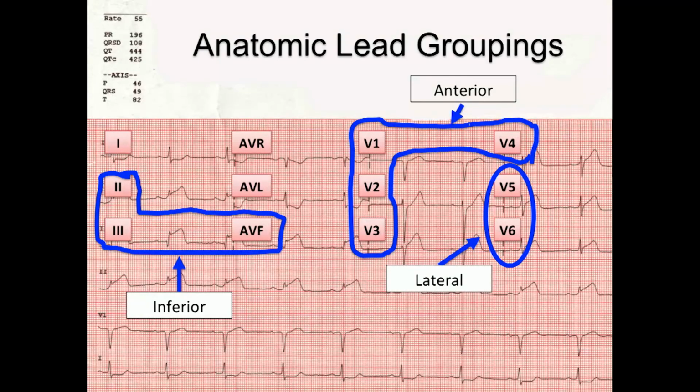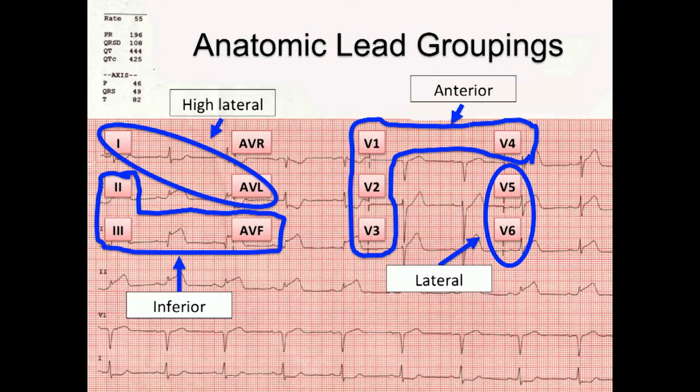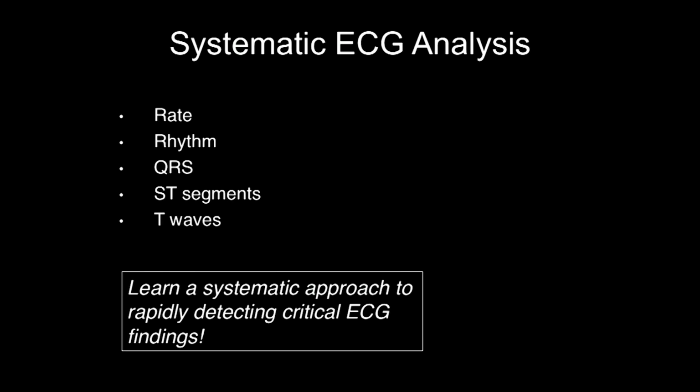Our lateral leads, which are V5 and 6, transition then into our high lateral leads, which are 1 and AVL. So if I'm looking at something and trying to figure out a damage pattern in the heart, and I see evidence of injury in V6, I'm also going to look at V5 and lead 1 to see if they go together, and there's multiple leads looking at the same part of the heart suggesting damage. So it's really important to know your anatomic lead groupings that are shown here.